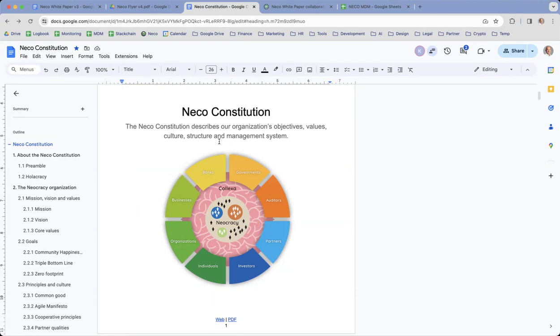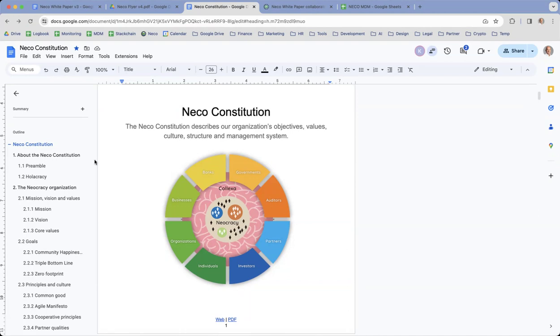Every legal entity that is part of our DAO will ratify the constitution. So we'll make sure that every organization or sub-organization that's part of the overall DAO follows these core rules. What's written in the constitution is very similar to the constitution of a country, right?